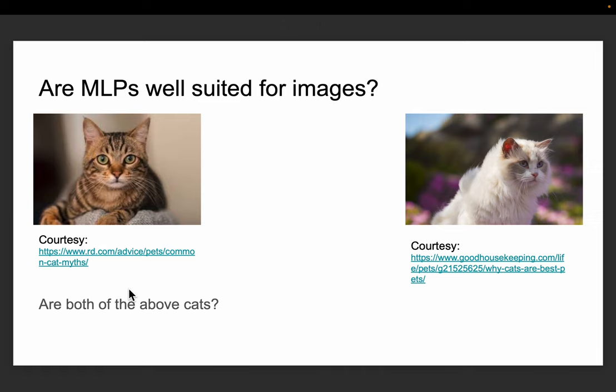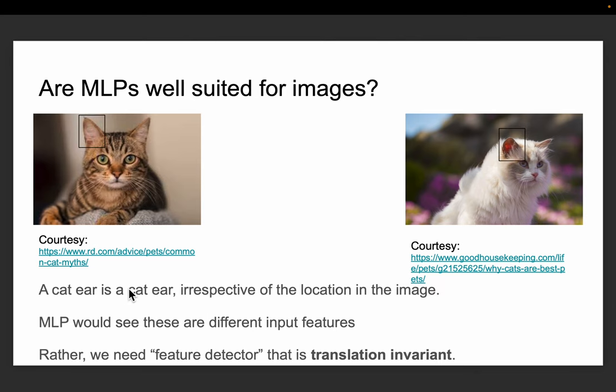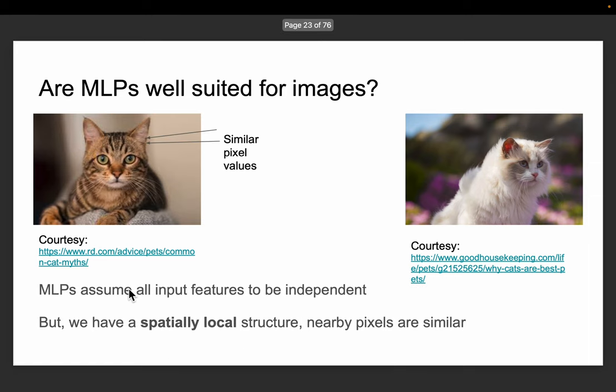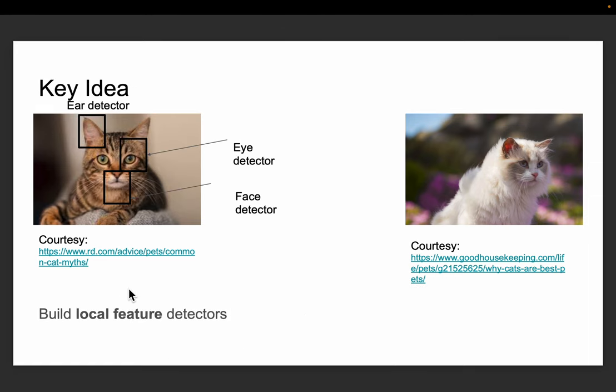The other problem with MLPs was that they don't really capture the spatial structure which is present in images. The spatial structure means that nearby pixels are similar. Secondly, you're also looking to detect certain features which you can shift across the image. For example, in this image, the feature that you're looking for is maybe the ear of the cat, which shows a particular kind of features. Irrespective of where the feature occurs, you will still say that it's a cat. So we need to build feature detectors which are translation invariant. Second was the spatial detection, locality.